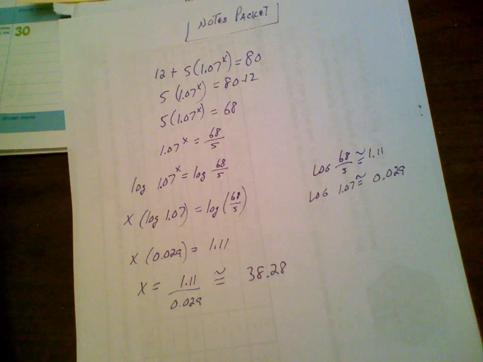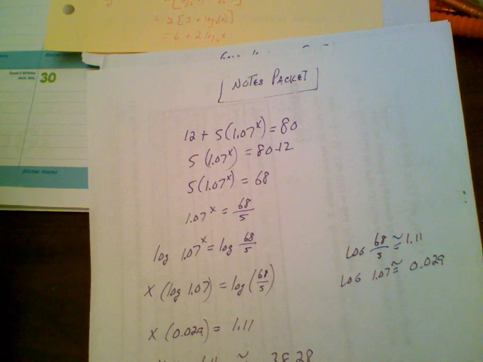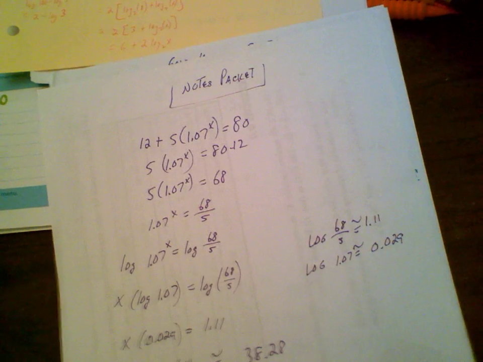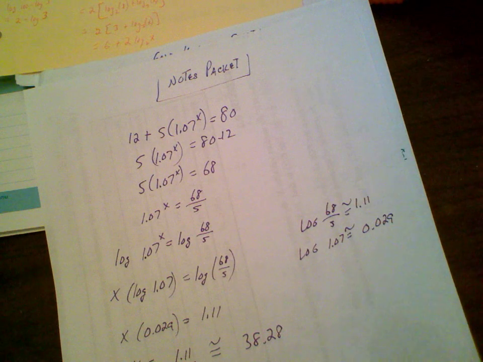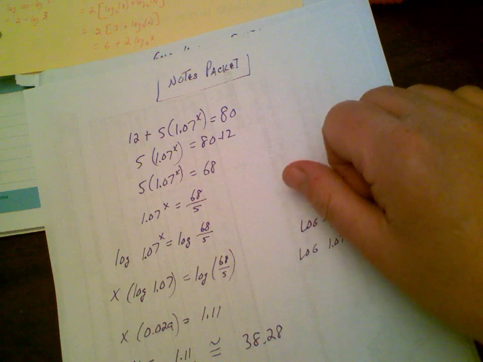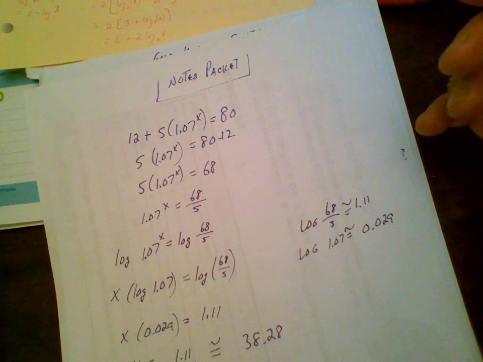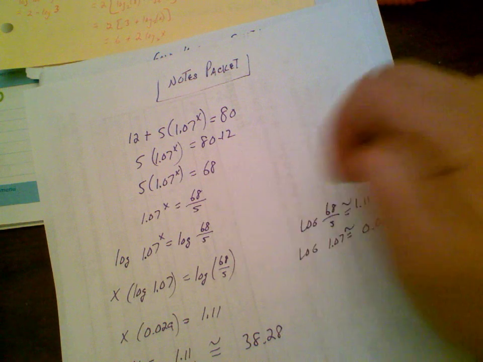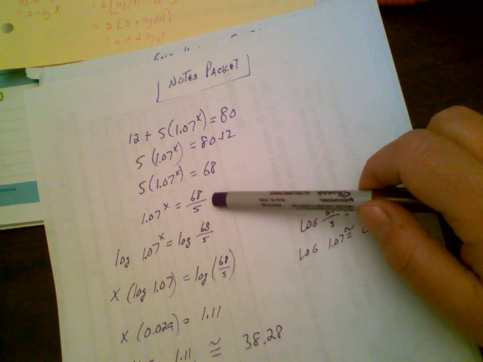I'll work through another problem. This is a little bit more complicated. It also came from the notes packet. But we'll find out that after a little bit of work, it's pretty straightforward. 12 plus 5 times 1.07 to the x power equals 80. Okay, just do some simple algebra. Subtract 12 from each side. So 5 times 1.07 to the x equals 68, 80 minus 12. Next step, clean up both sides, divide by 5. So, dividing the left-hand and right-hand side both by 5, 1.07 to the power of x equals 68 over 5.